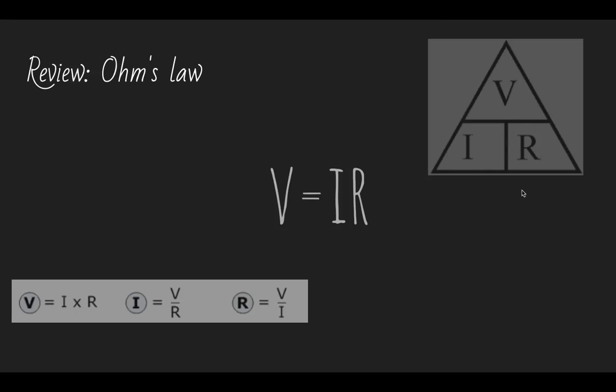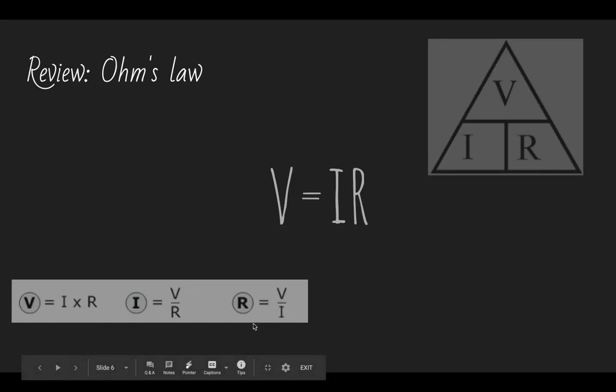In the triangle method, you lay out V, I, R in this manner, and by covering up I, you see that you get V over R, which is the formula for I. You cover up R, you get V over I, which is the formula for resistance. And when you cover up V, you're going to get I times R, which is the formula for voltage, as you can see in the image below.